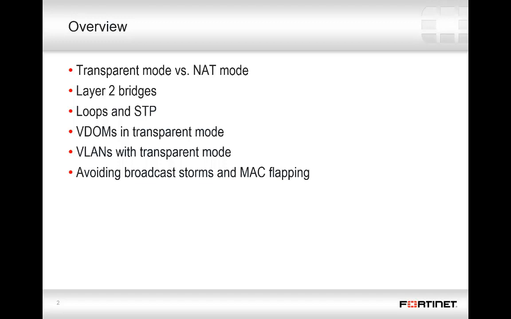Most people are familiar with firewalls operating as NAT devices, which hide the IPs of your private network. But in transparent mode, FortiGate forwards packets as a non-NAT device that doesn't usually hide IPs. Due to this, configuring transparent mode is slightly different. It has unique benefits and drawbacks.